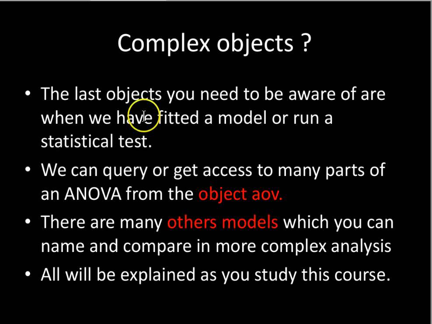So lastly, the last type of objects we have is that if you fit a model, then we have an object. So we can query or get access to many parts of the ANOVA from the object AOV, analysis of variance. And when we do linear models and other types of models, we will come across other models which we can actually name ourselves. And in more complex analysis, you can compare different models. Like you can fit a more complex model or a simpler model and do that comparison. And these will be explained in the course, but I'm just mentioning it here.